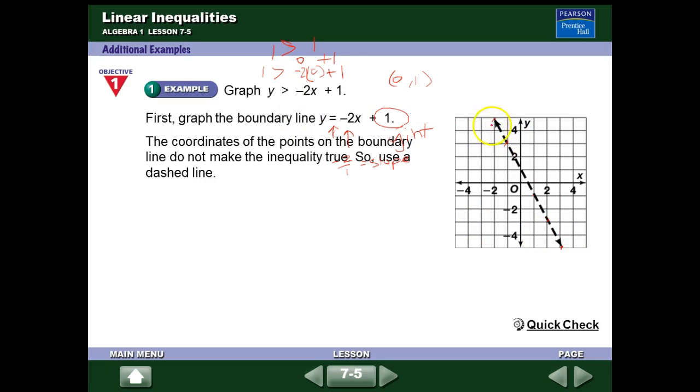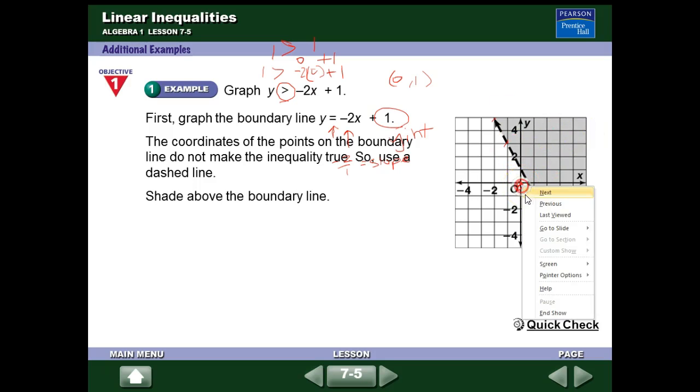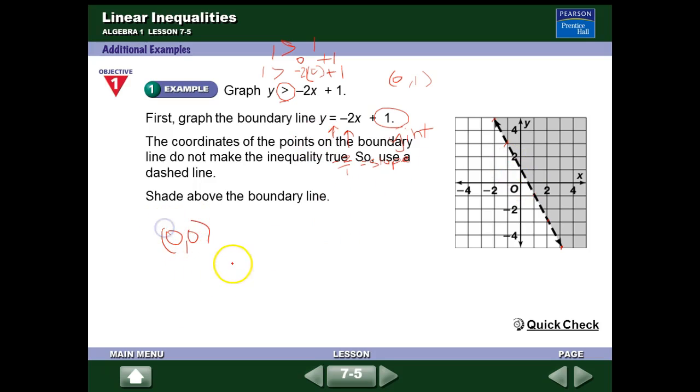The shortcut, instead of plugging these numbers back into your equation to see if the ordered pairs on the line work, is realizing this does not have that equal to sign, so we cannot include these numbers. So this does not have the equal to, so it would be the dashed line, which we talked about earlier. Now we have to figure out which side to shade. So I am going to recommend checking the point 0, 0. So 0, 0 is my check.